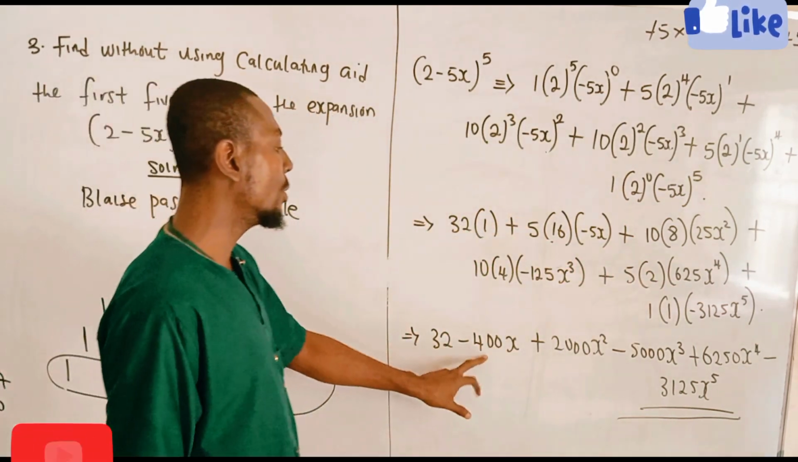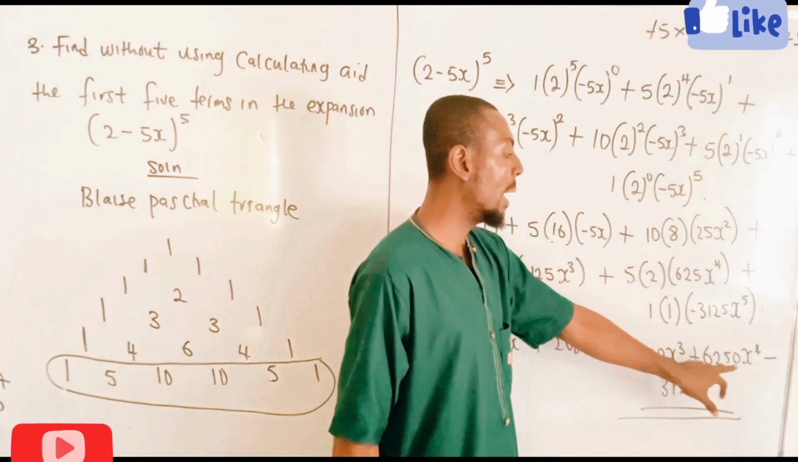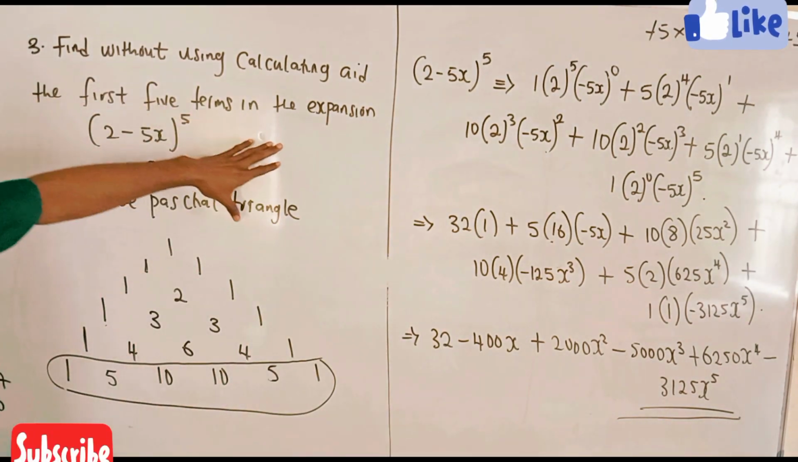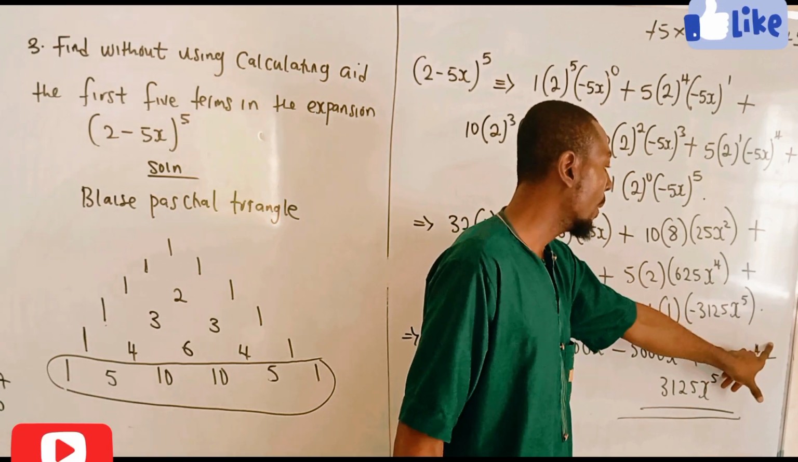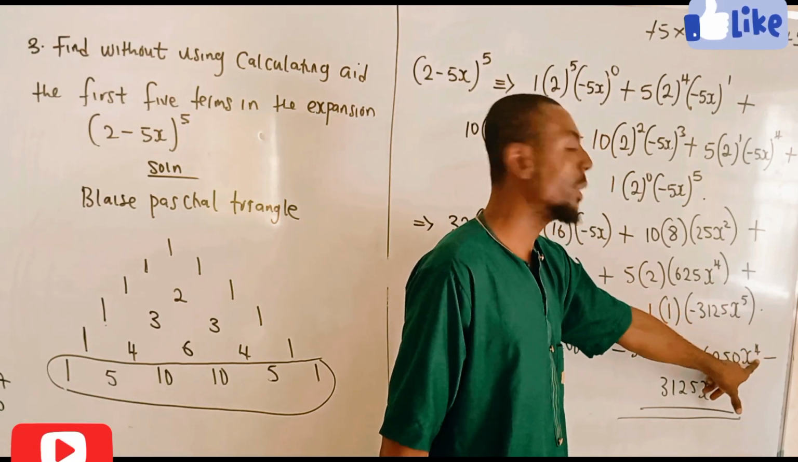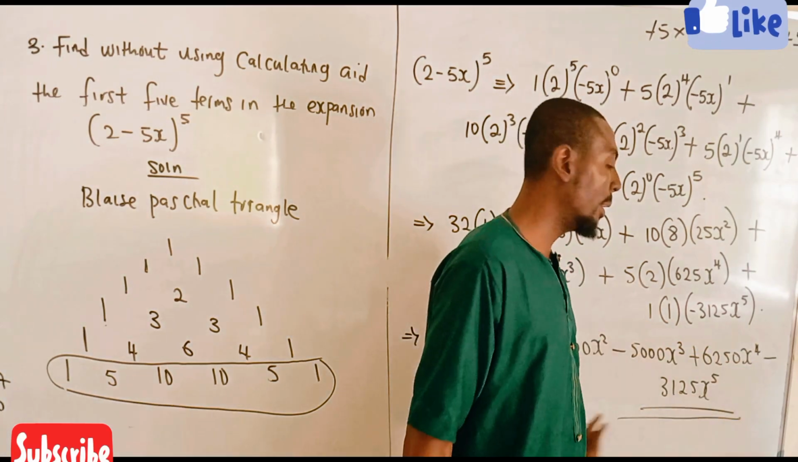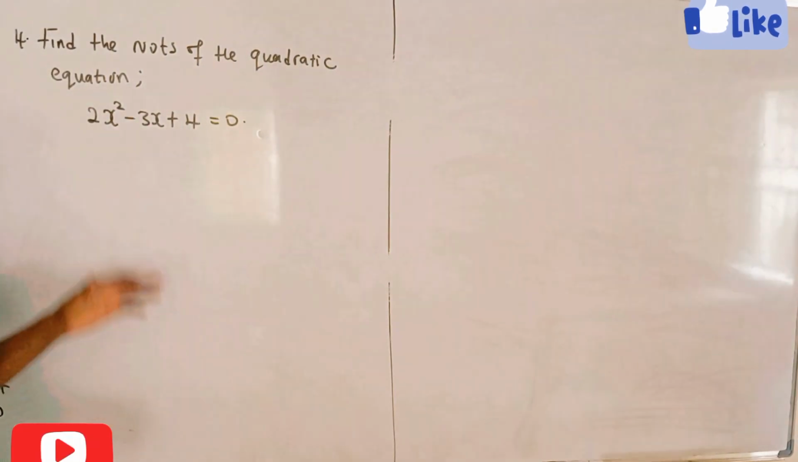So we have 1, 2, 3, 4, 5. So we can actually stop at this particular one since the question requires only the first 5 terms of the expansion. So one can actually stop here if you must do exactly what the question said. Okay, so I decided to complete the total expansion. Alright, we have the 4th question here.